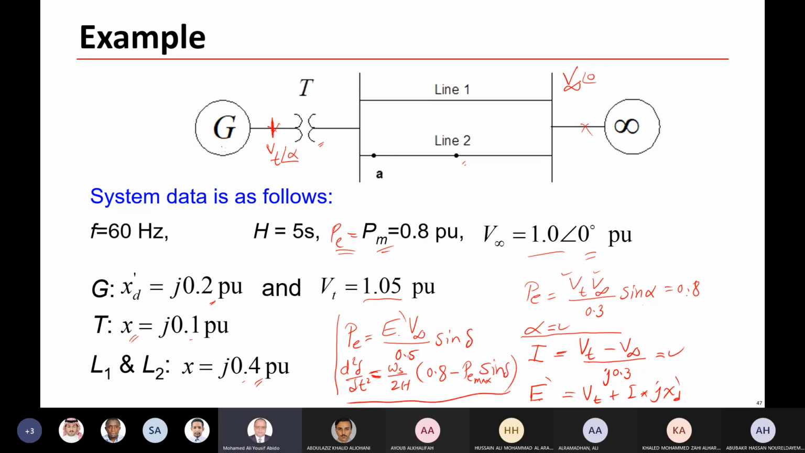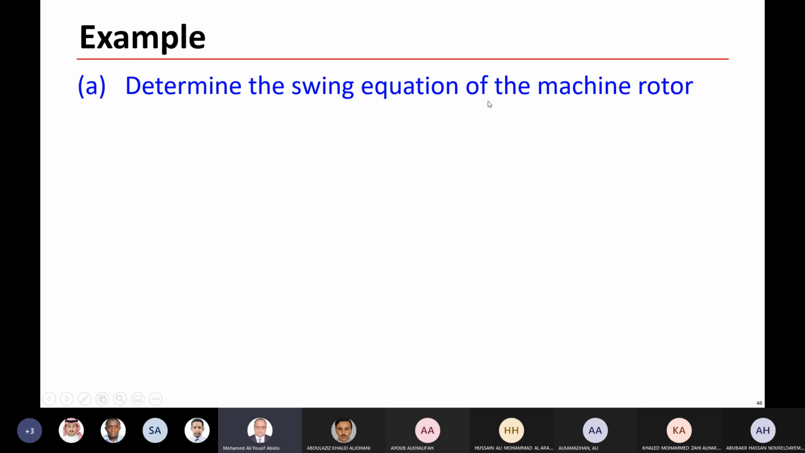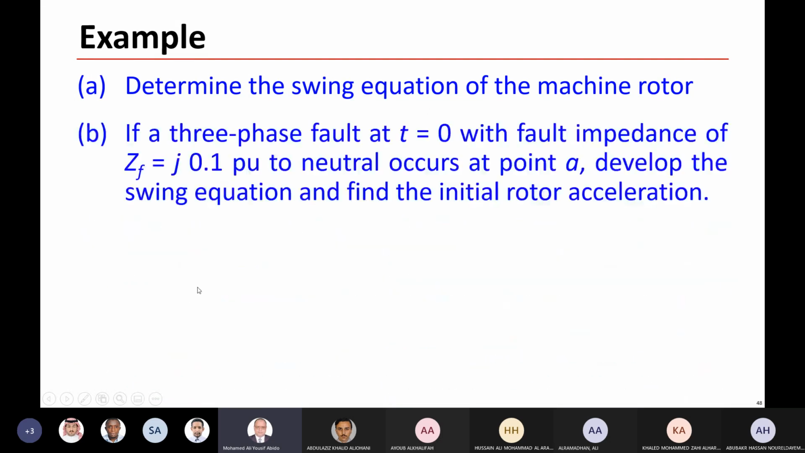So this is the swing equation. If we have a fault, we have another swing equation. If the fault is cleared by tripping the line, we have another swing equation. It depends on the system configuration, as the transfer reactance will change. So we can write the swing equation at the current situation, or the pre-fault condition.